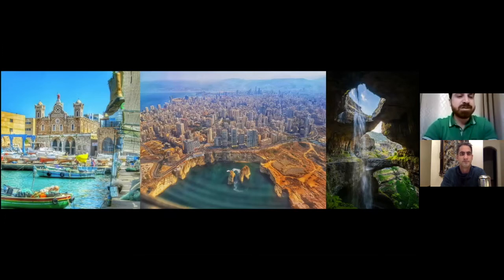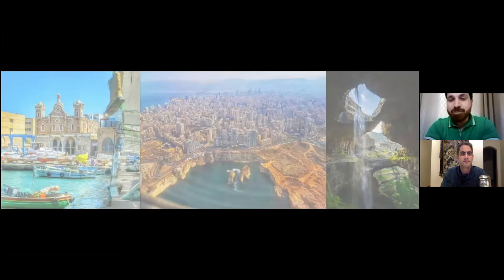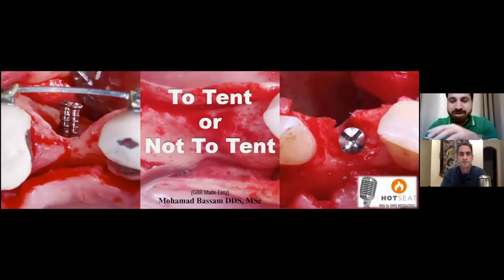We said we're going to talk about tenting: to tent or not to tent. That is the question. I'm going to go through these procedures by using two cases.